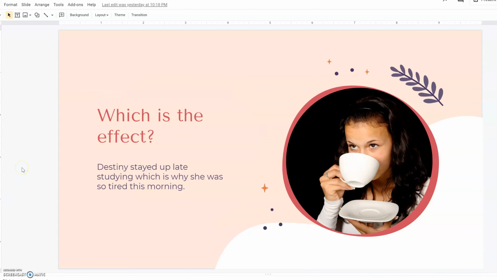Which is the effect? Destiny stayed up late studying, which is why she was so tired this morning. Which one is the effect? Right, okay, so Destiny stayed up late studying, which is why she was tired this morning. The effect is that she is tired this morning. Why is she tired? Because she stayed up late studying. Good for you, Destiny.